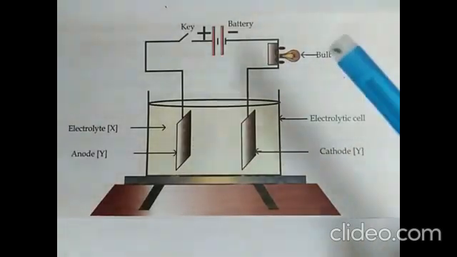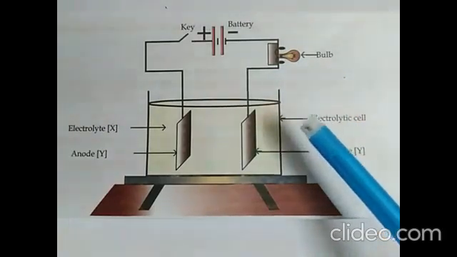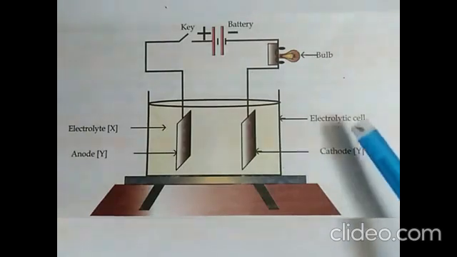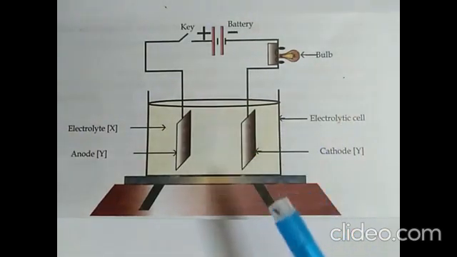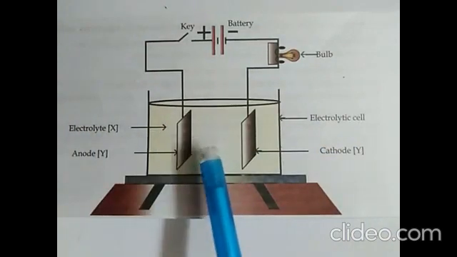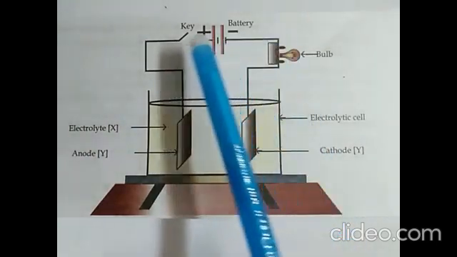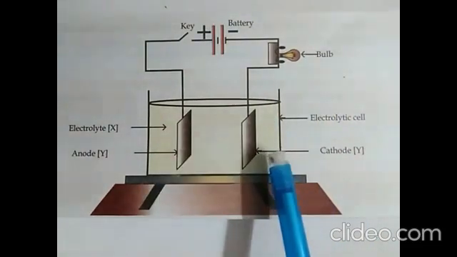So this is the diagram of an electrolytic cell where electrolysis takes place. The vessel is called an electrolytic cell. So electrolytic cell is a non-conducting vessel containing the electrolyte, here in solution state. X represents the electrolyte which is present inside the electrolytic cell. And you can see the circuit here, a key, a battery, and then it is connected to anode and cathode.